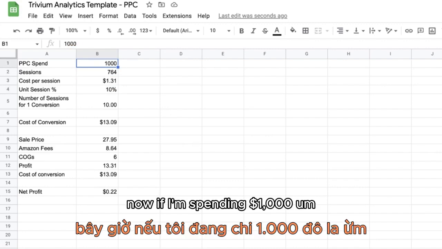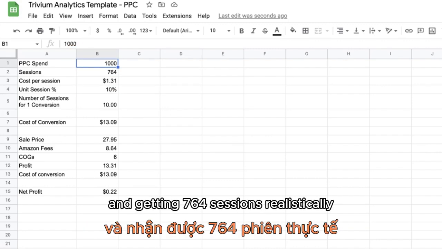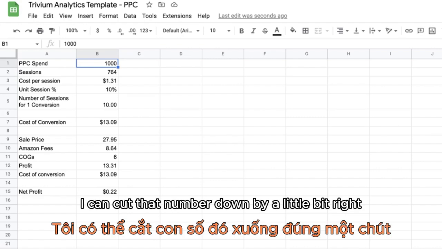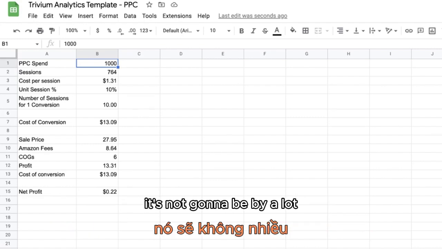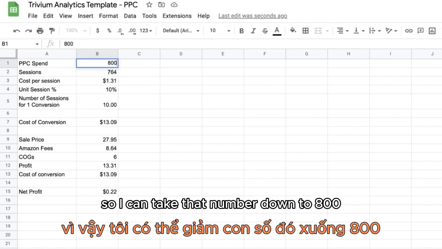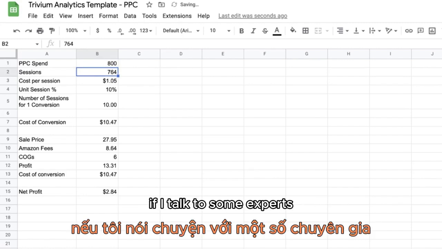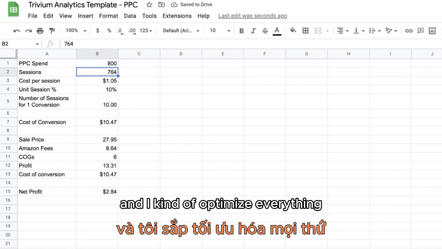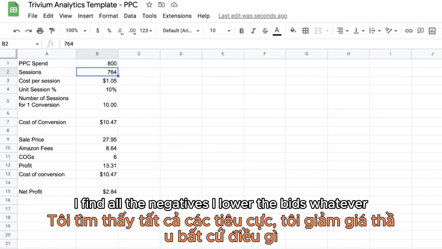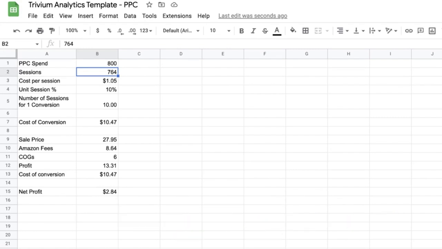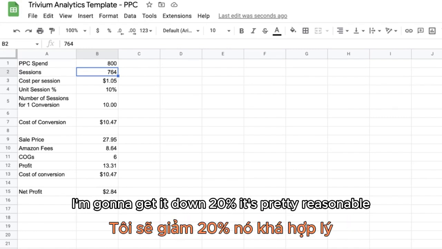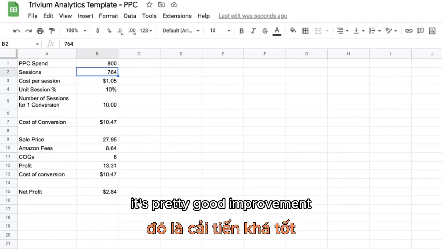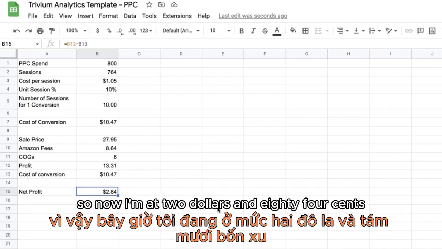Now, if I'm spending $1,000 and getting 764 sessions, realistically, I can cut that number down by a little bit, right? It's not going to be by a lot. So I can take that number down to 800. If I'm really good with my PPC, if I talk to some experts and optimize everything, find all the negatives, lower the bids, whatever, I'm going to get it down 20%. It's pretty reasonable. It's pretty good improvement. So now I'm at $2.84.